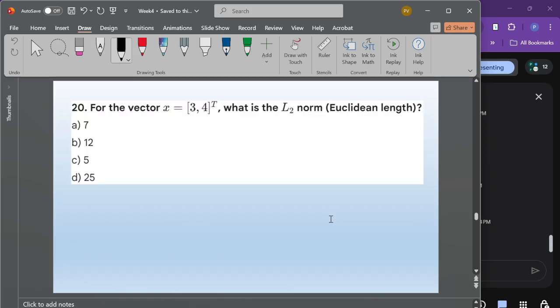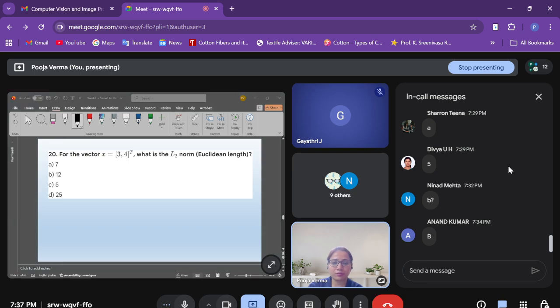Our next question is, for the vector x given as 3, 4, what is the L2 norm, that is, the Euclidean length? What will be the L2 norm of the given vector? Anyone?